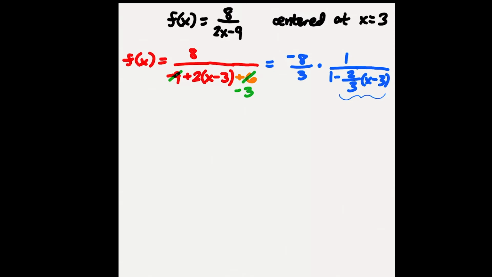Okay, so far everything we've done was just algebraic manipulation. I haven't even really done any calculus yet on this problem. It was just getting it to be where there's that x minus 3 in parentheses in that numerator because it is centered at x equals 3.